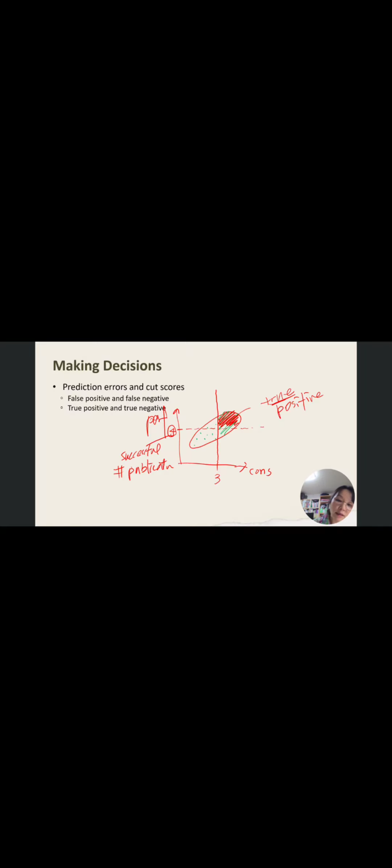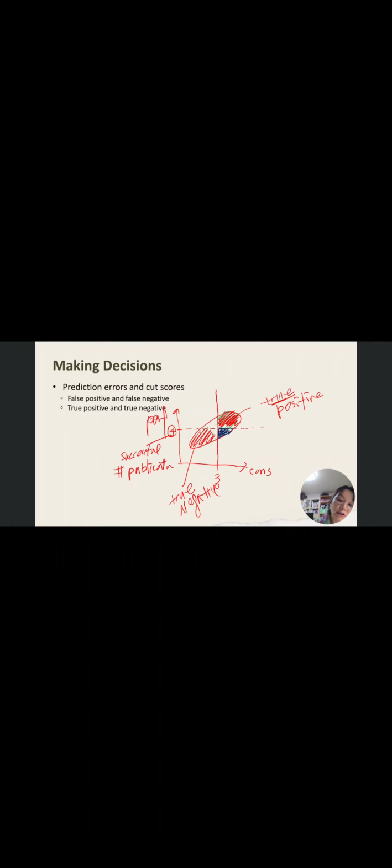How about this one here? In here, you say no, right? Because you cut off at a conscientiousness score of less than 3. You say no, and it turns out to be a failure. They are turning out to be failures. They're publishing less than 4. So this is a true negative. You say negative, and that was true. Right? How about here?